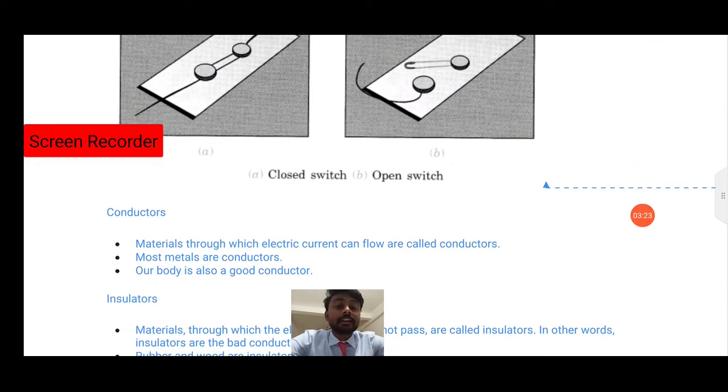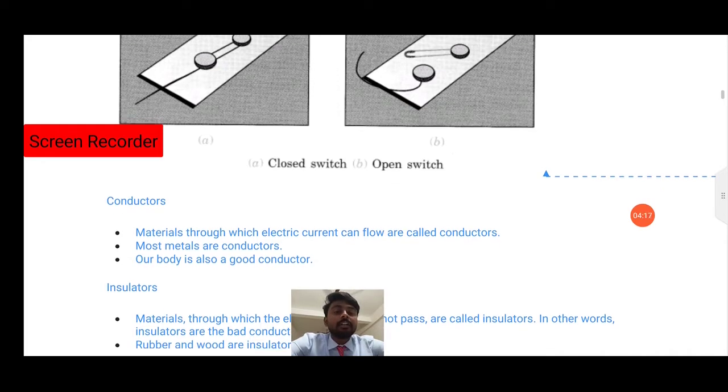Next you can see conductors. It is a very important concept in physics, especially in science. The materials through which electric current can flow are called conductors. Conductors pass the electricity, pass the current.